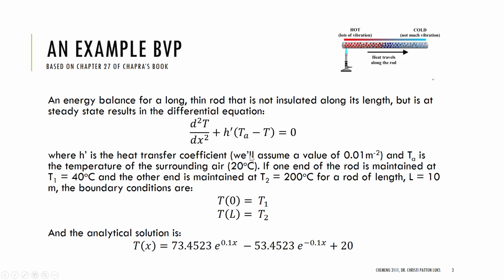Now, the energy balance for the conduction with the convection heat transfer is going to give you d²T/dx², the second derivative of T with respect to position, plus h' times (Ta minus T), the temperature differential for the convection, is equal to 0. And the boundary conditions are that the temperature at position 0 is T1 and the temperature at position L is T2. Now this is one that can be solved analytically, and this is the analytical solution to this example problem. So with these values, you end up with this. And you can graph this answer to compare to what we get numerically from these next techniques.